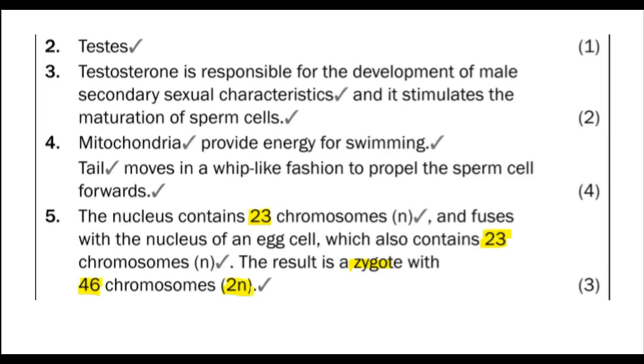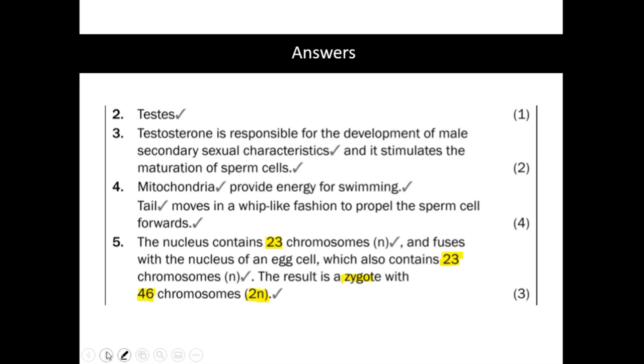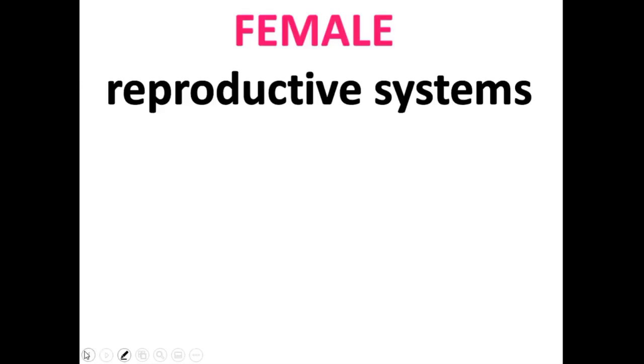So it doesn't start with 46, as is the common mistake. Remember, it's only 46 after the sperm and the egg have fused. Then you get 46 chromosomes, which will be a zygote. All right, and that is the first quarter of our session done.